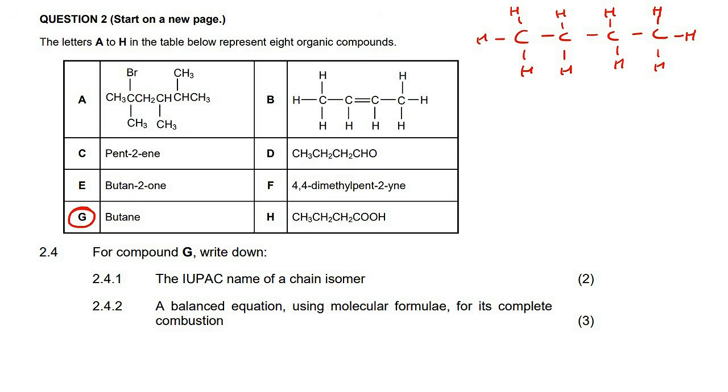For compound G, write down the IUPAC name of its chain isomer. Okay, so what is a chain isomer? Well, first of all, what is an isomer? We've spoken about that quite a bit. An isomer has the same amount of carbons and hydrogens, for example, as this one. But to have a chain isomer, you have to take this chain length, which is 4, and make it different.